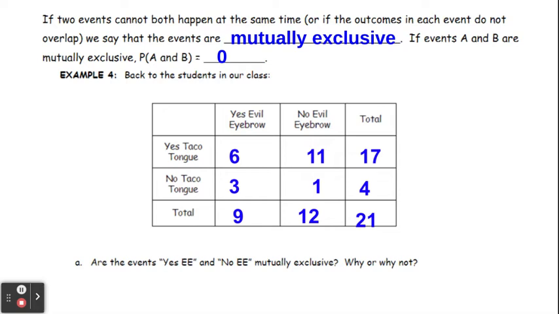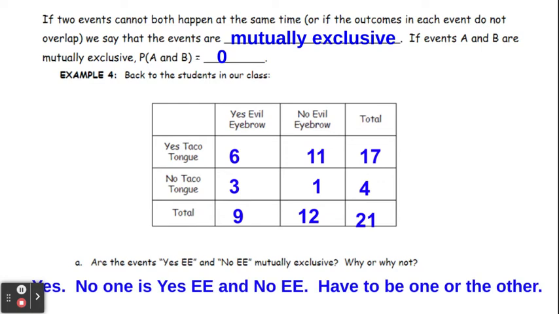So if we go back and look at the example from the beginning with taco tongue and evil eyebrow, the first question is asking, are the events yes, evil eyebrow, and no, evil eyebrow mutually exclusive? If you say yes, they are mutually exclusive, that means there is no overlap. And that would be the case for this one. No one in our class is both yes, evil eyebrow, and no, evil eyebrow. You either have to be one or the other. There's no overlap between those two groups of people. So because there's no overlap, we say that they are mutually exclusive.